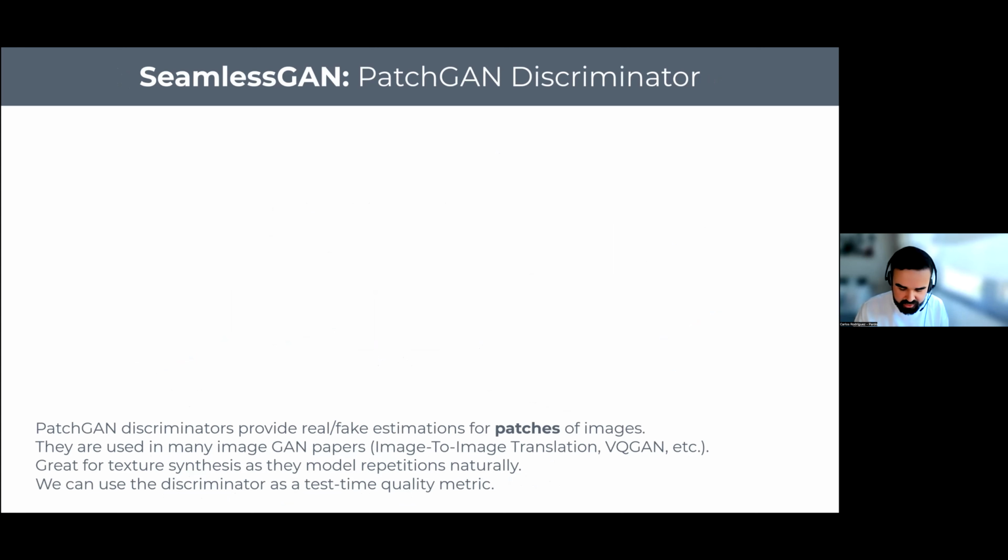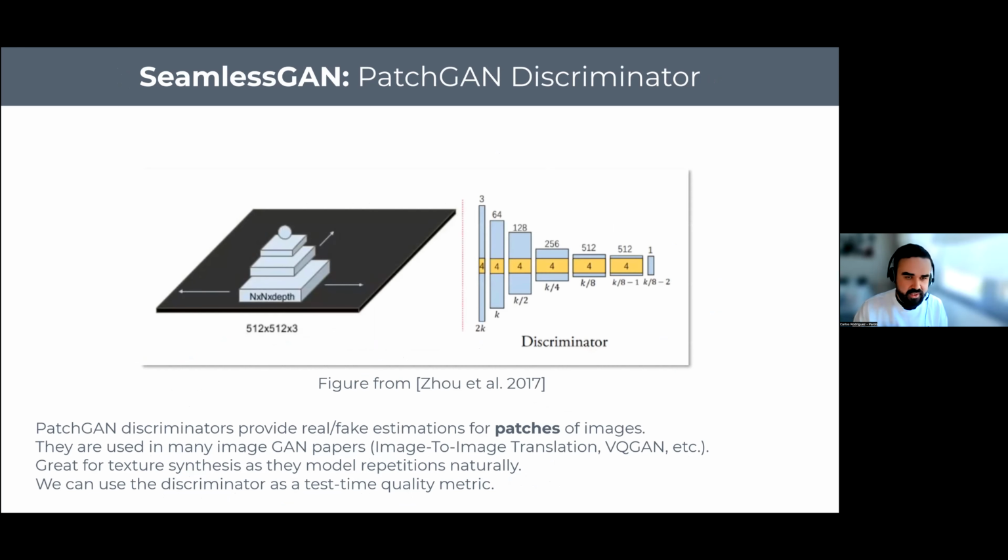The discriminator is a PatchGAN discriminator, which instead of providing a prediction for the entire image, provides predictions for patches of the image. This is common usage in different GAN papers, including many image-to-image translation papers, VQGAN. It's typical to use PatchGAN because it provides a fast yet really powerful way of distinguishing between high quality and low quality patches in the image. We also use the discriminator as a test time quality metric, which is what I will explain now.